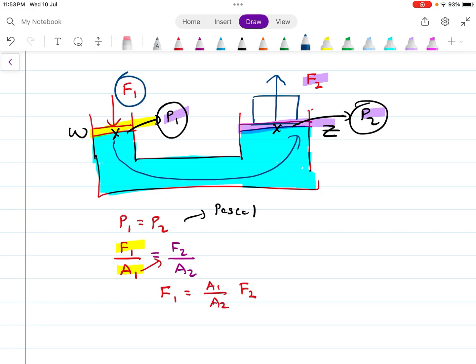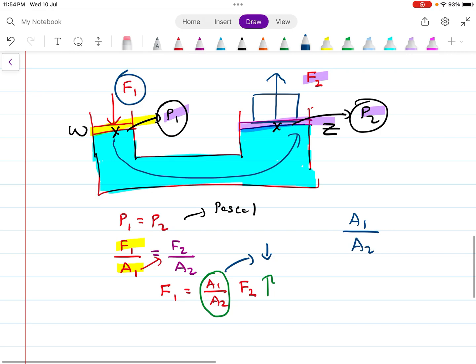Next I rearrange the equation to make F1 the subject, meaning F1 is equal to A1 over A2 times F2. I want F2 to be as big as possible, which means A1 over A2 must be as small as possible, so I can use the minimal force to lift the heavy object. A1 is the area of the piston on the left hand side, and A2 is the area of the piston on the right hand side, meaning piston Z.